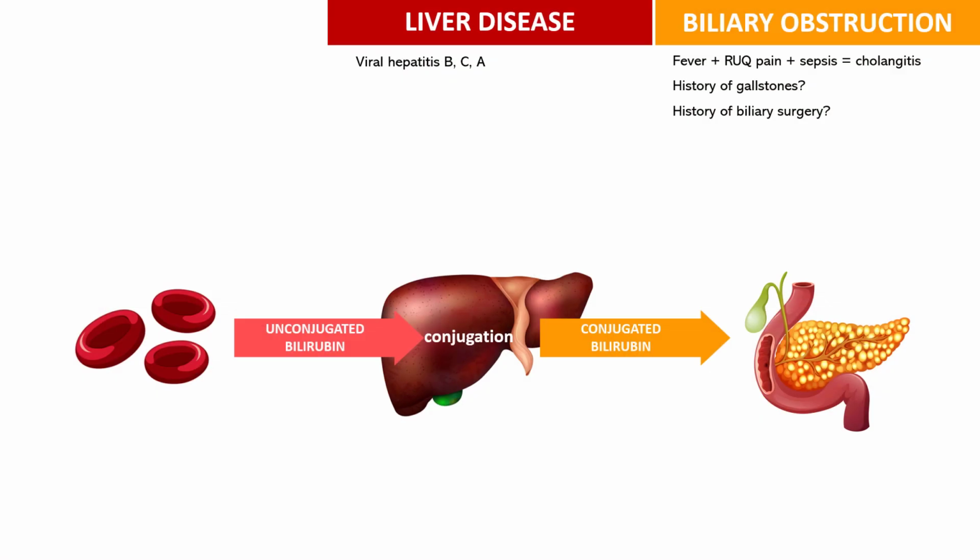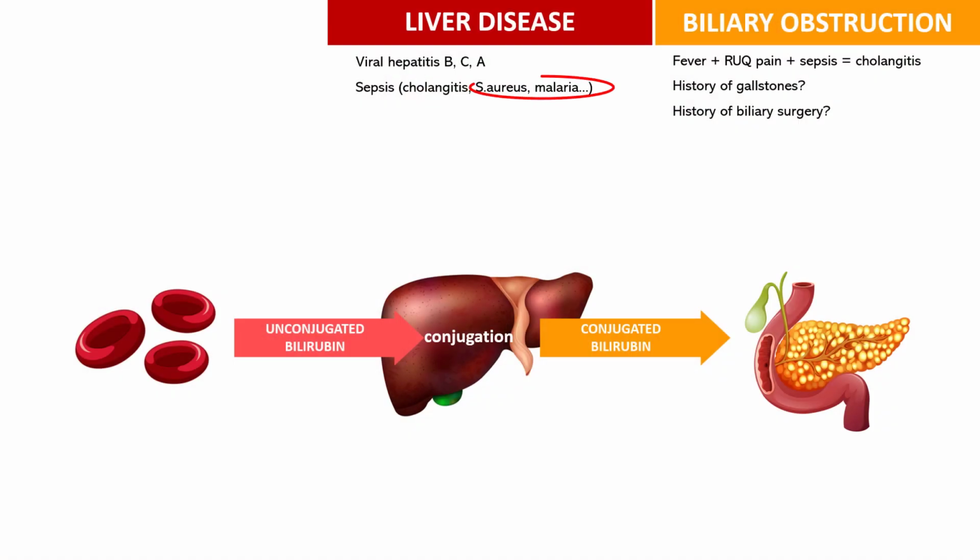But any kind of sepsis, staphylococcal sepsis for example, can also cause jaundice. Remember that sepsis is a life-threatening organ dysfunction caused by a dysregulated host response to infection. This organ dysfunction can include liver dysfunction as well. So if the patient doesn't have severe pain in the right upper quadrant, but they are septic and jaundiced, be very careful and consider other potential causes of sepsis.